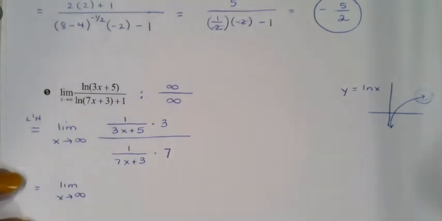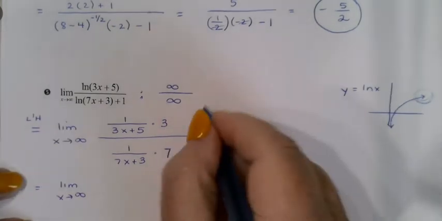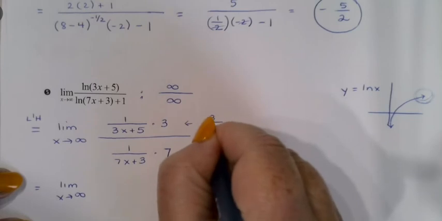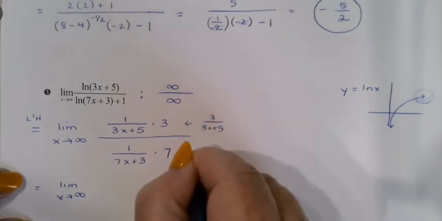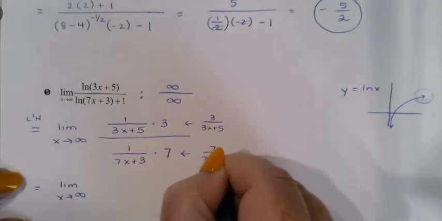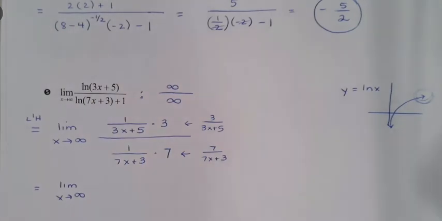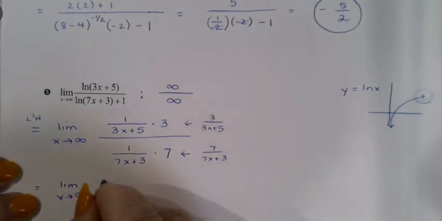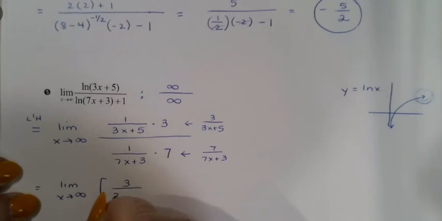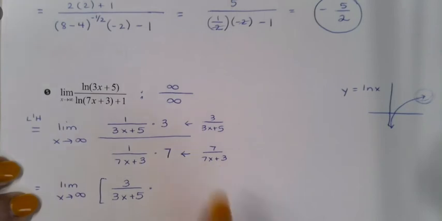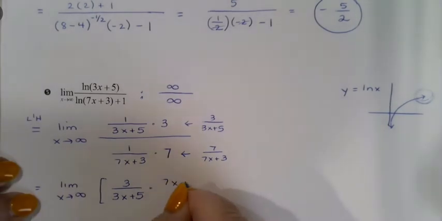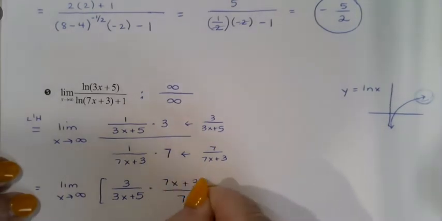All right, let's play around with that just a little bit. Really, this is 3 over 3x plus 5. And that's actually 7 over 7x plus 3. So I'm going to go ahead and say that to divide those fractions, I can multiply by the reciprocal. So I'm going to keep the 3 over 3x plus 5, and then I'm going to multiply by the reciprocal of that one, 7x plus 3 over 7.